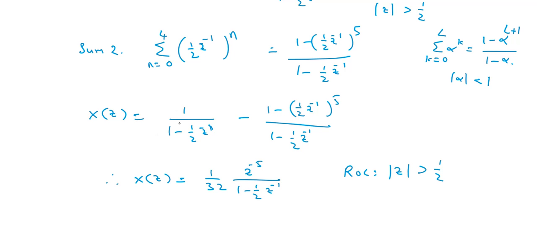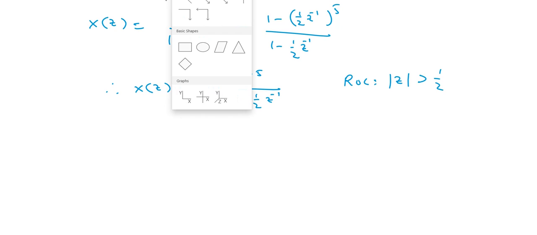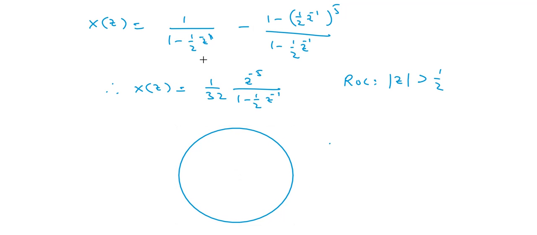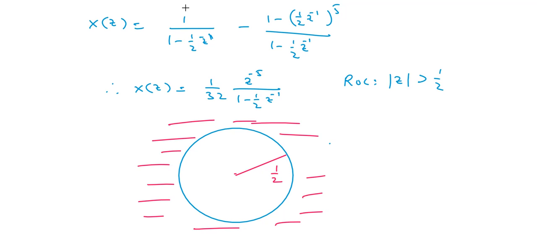Now let us visualize the ROC. This is the circle of radius 1 by 2. This is 1 by 2. So the ROC is the region outside this circle. This is the ROC. That is a region outside the circle of radius 1 by 2. This is the ROC in the z plane.